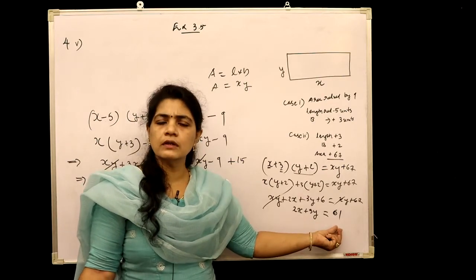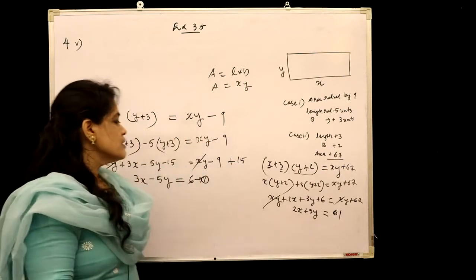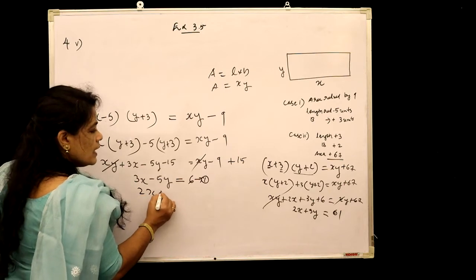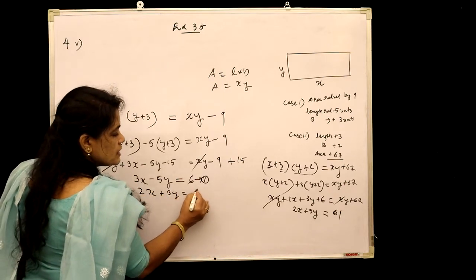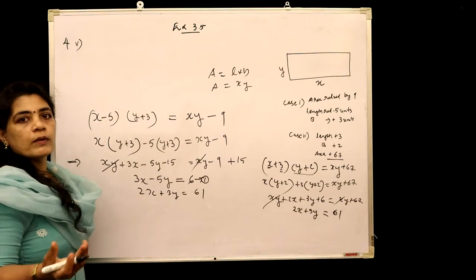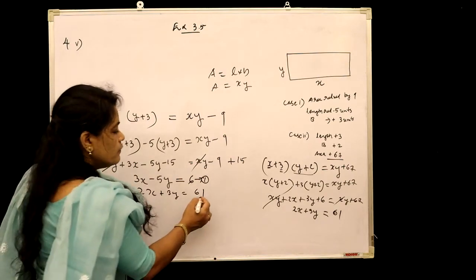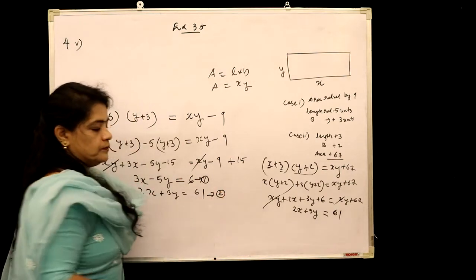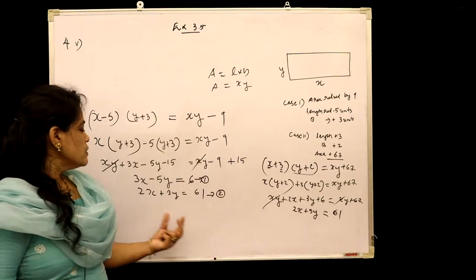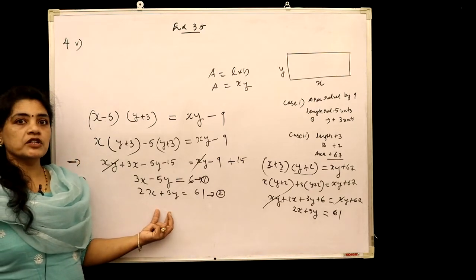We can't simplify 2x plus 3y equal to 61 further, because there is no common factor. So as it is, we will make it equation number 2. Understood? So let us start the elimination method.